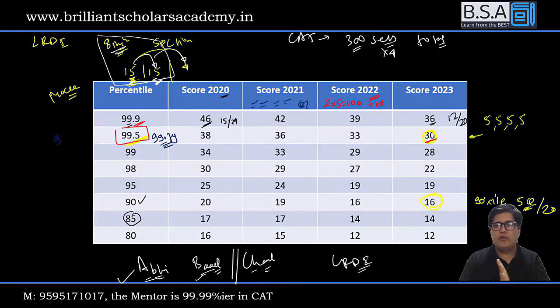I'm simply trying to show you what kind of scores are there, what kind of scores are needed to achieve these percentiles. Very simple stuff. No rocket science. If you manage to solve half of the paper, 99.5 percentile, nowhere else to go.